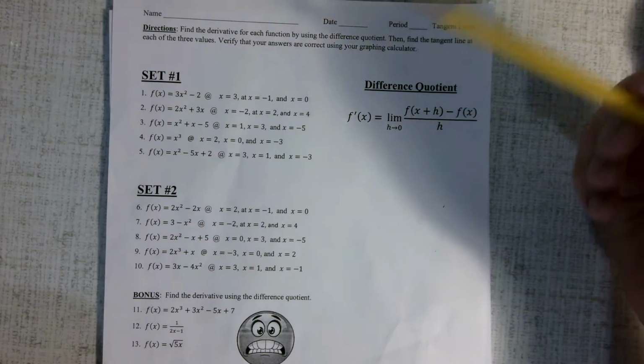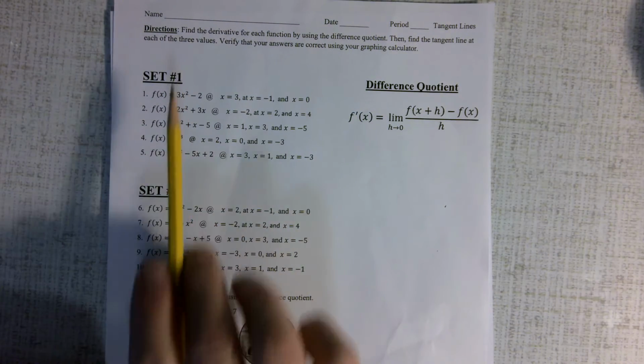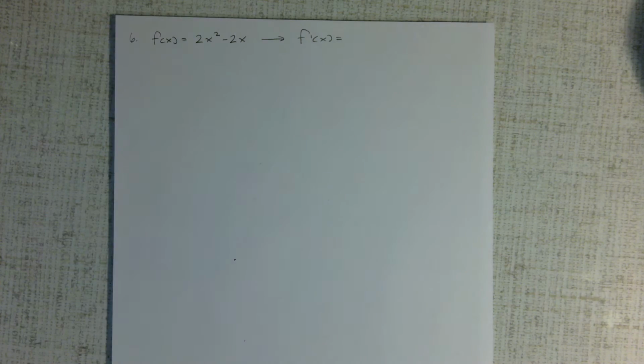Alright, hello everyone, this is Mr. Crozier. I'm going to do problem number 6 here from the worksheet. It is find the derivative of 2x squared minus 2x. So here we go, number 6.